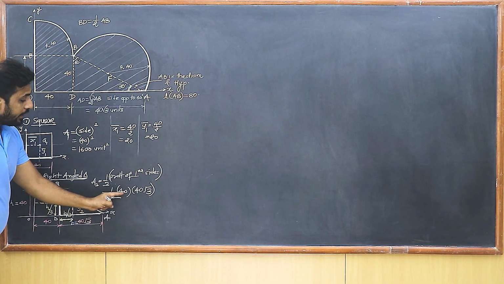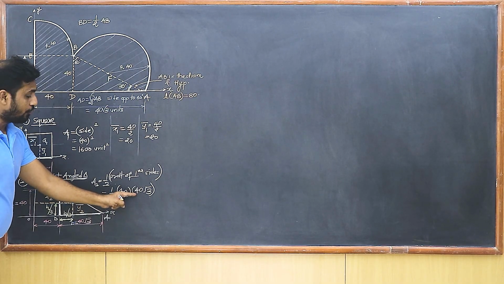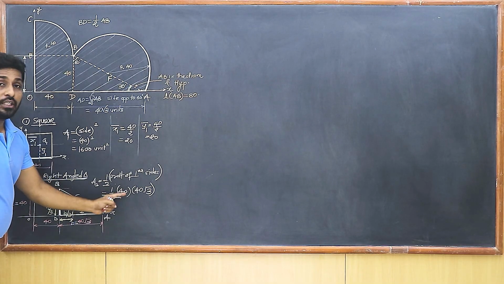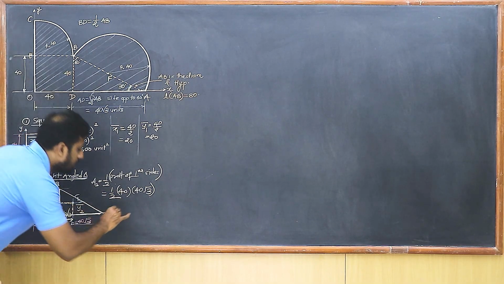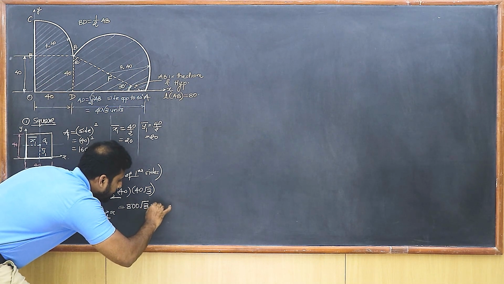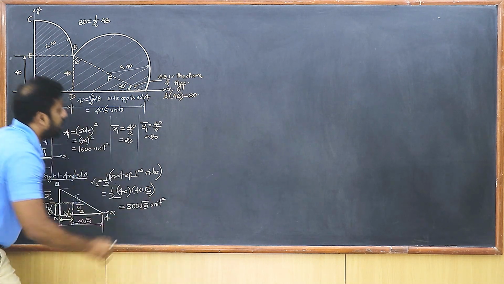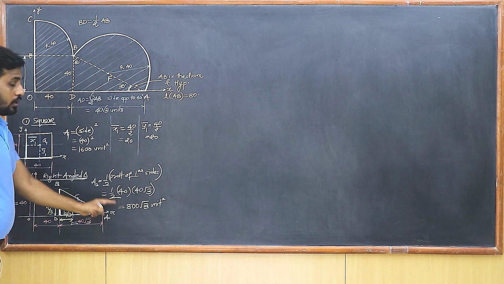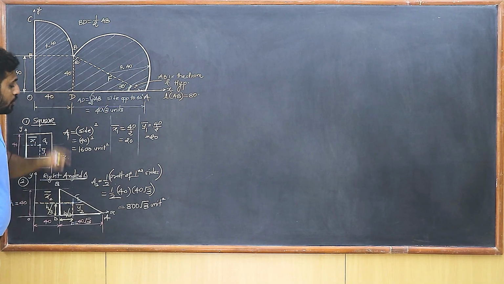So this is 20 multiplied with 40. So 4 into 2, that's 8, and the 2 zeros. So that's 800. So the final answer is going to be 800 root 3 unit square, isn't it? So that's your area of the right angled triangle.